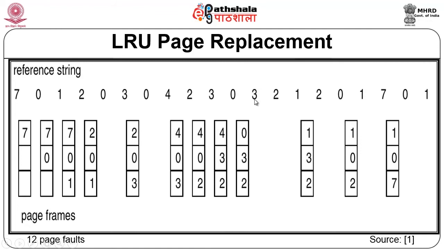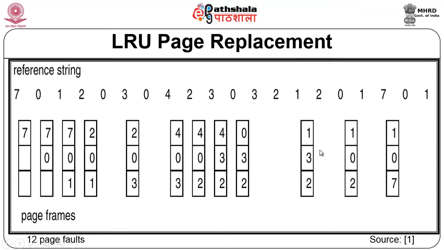And next there is a reference to 3. It's a hit. For 2, it's a hit. For 1, then again you need to choose a page for replacement. The least recently used is 0 because 2 was used, 3 was used, and only before that 0 was used. So 0 is the least recently used page, and 0 is removed and 1 is brought in.